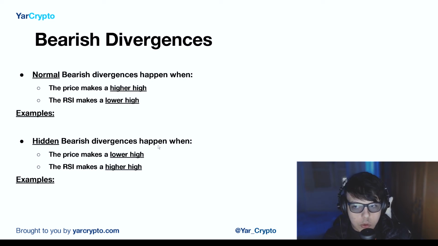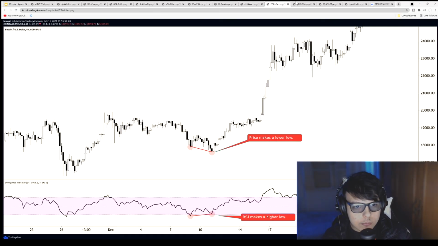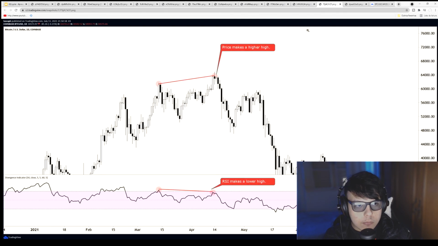So moving on to bearish divergences now, we have first of all the normal bearish divergence. So they happen when the price makes a higher high and the RSI makes a lower high. So looking at the examples here, if we take a look at this chart here, this is BTC daily chart. And if you take a look at the price action here, we made a high in this case here, and we made a higher high in this case here.